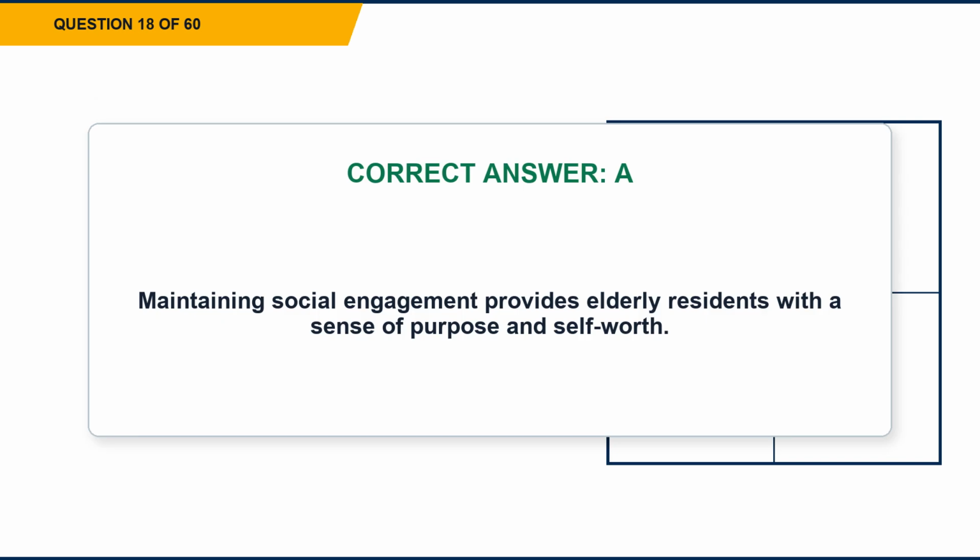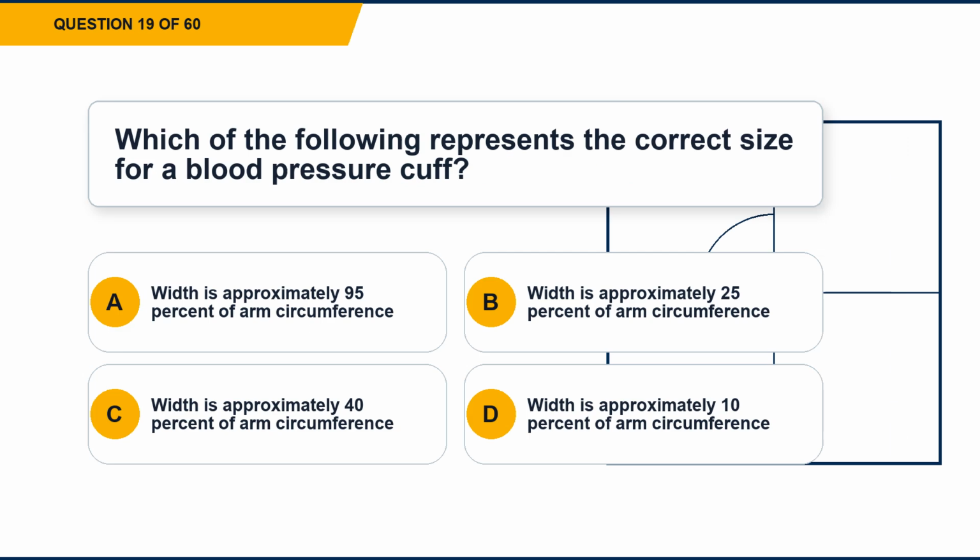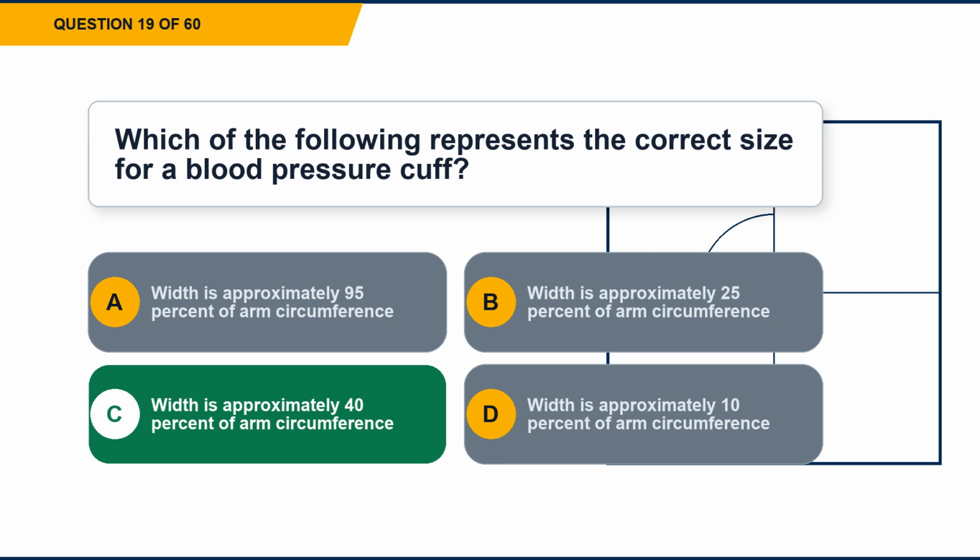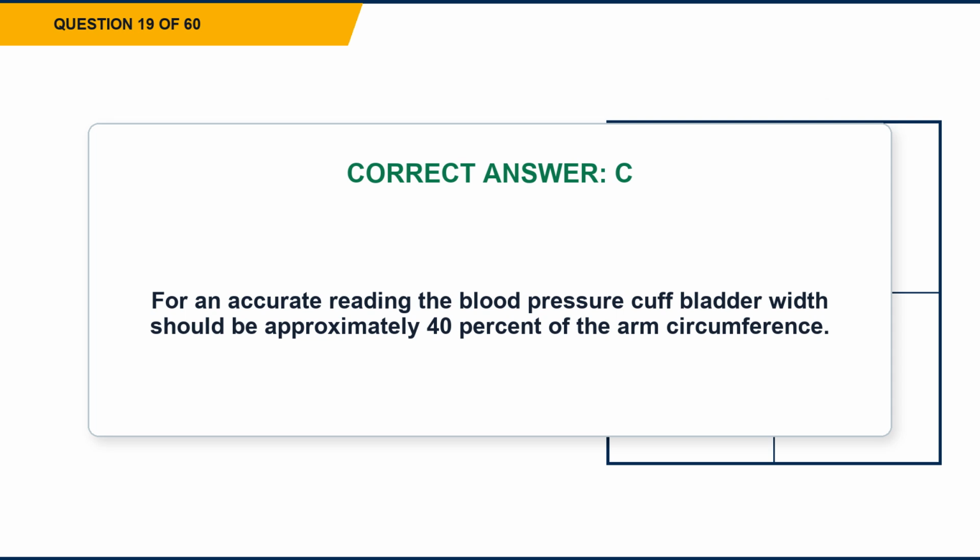Explanation. Maintaining social engagement provides elderly residents with a sense of purpose and self-worth. Question 19. Which of the following represents the correct size for a blood pressure cuff? Option A, width is approximately 95% of arm circumference. Option B, width is approximately 25% of arm circumference. Option C, width is approximately 40% of arm circumference. Option D, width is approximately 10% of arm circumference. The correct answer is option C, width is approximately 40% of arm circumference. Explanation. For an accurate reading, the blood pressure cuff bladder width should be approximately 40% of the arm circumference.